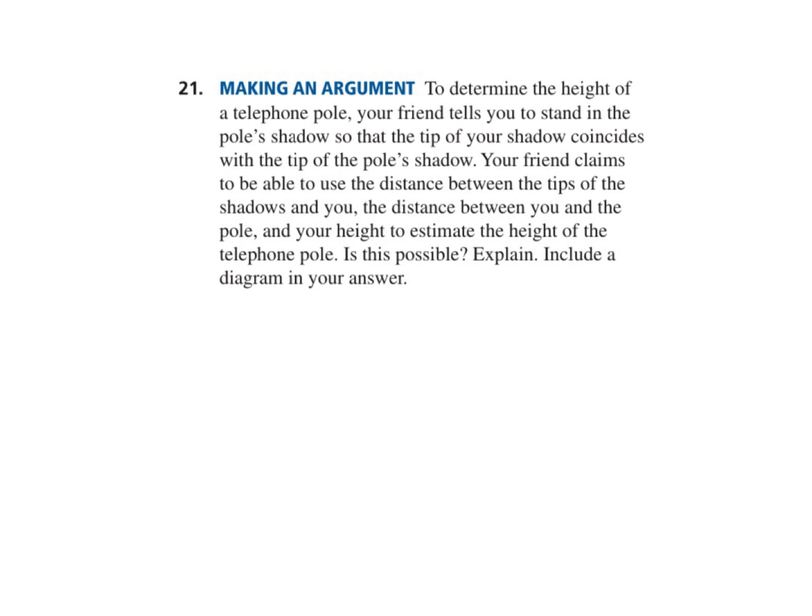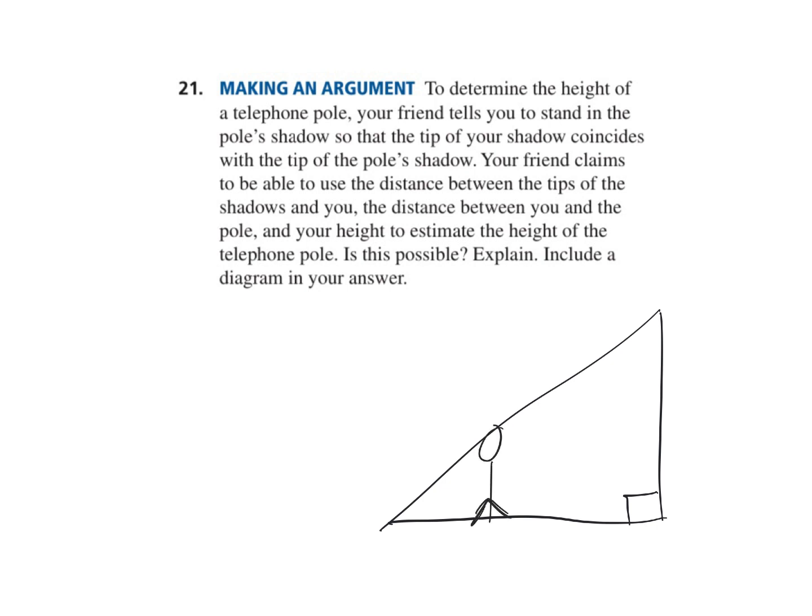21. To determine the height of a telephone pole, there's a telephone pole. Your friend tells you to stand in the pole's shadow. So we'll just make the pole shadow this way here. Okay. So the tip of your shadow coincides with the tip of the pole's shadow. So you're standing right here. And your friend claims to be able to use the distance between the tips of the shadows and you, the distance between you and the pole, and your height to estimate the height of the telephone pole. Is this possible? Explain, include a diagram in your answer.